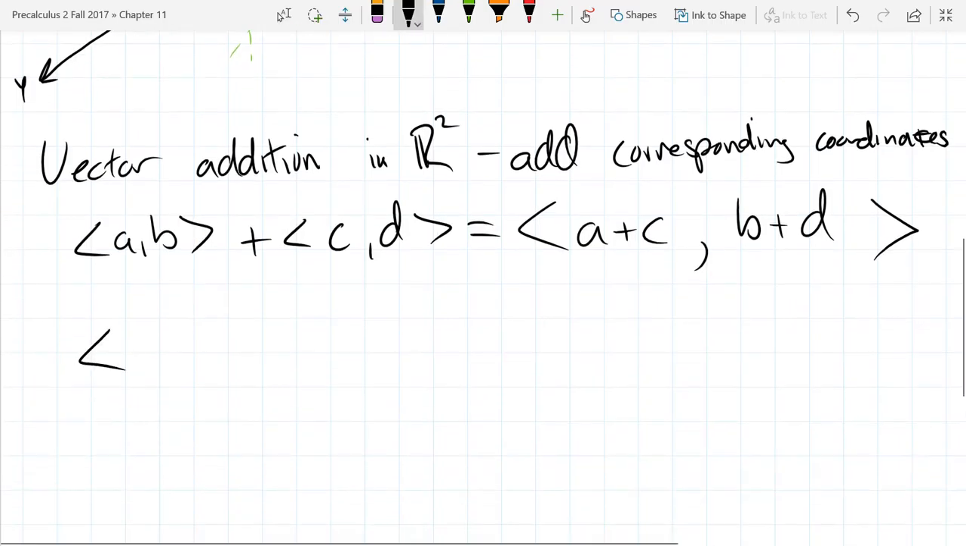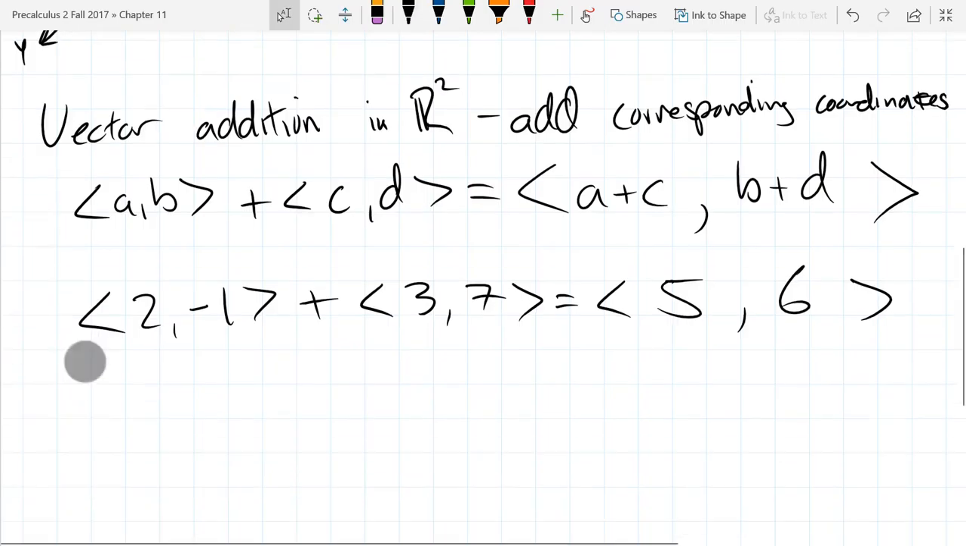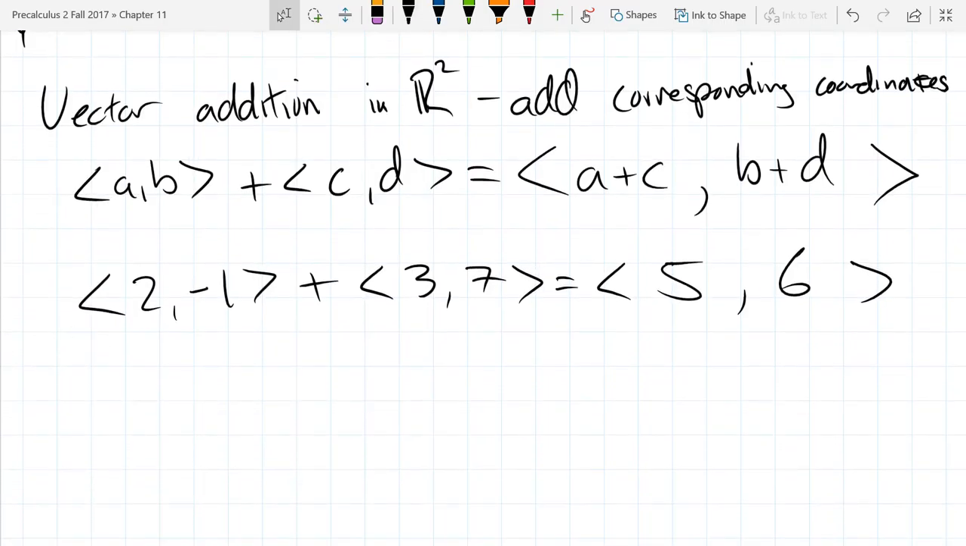All right. Example: 2 comma negative 1 plus 3 comma 7. Add those together, give me a single vector. It should be very straightforward what to do. So any questions on the 5, 6 vector when you add those two together?